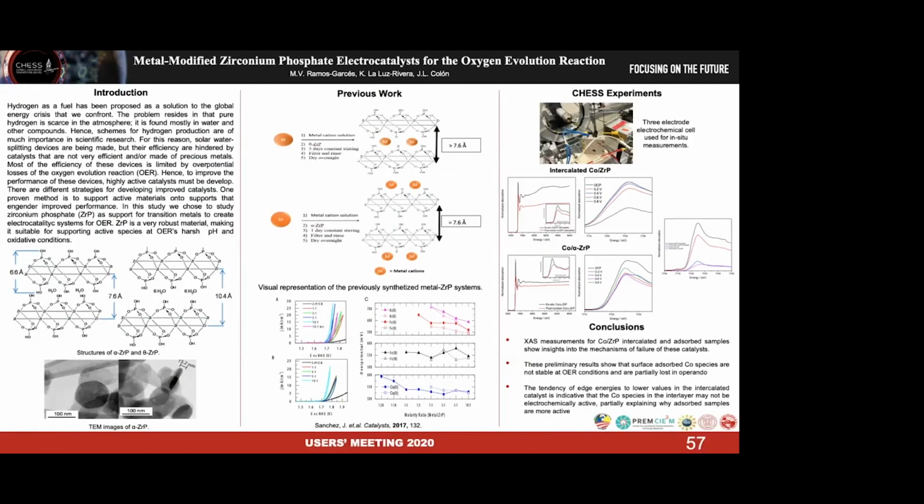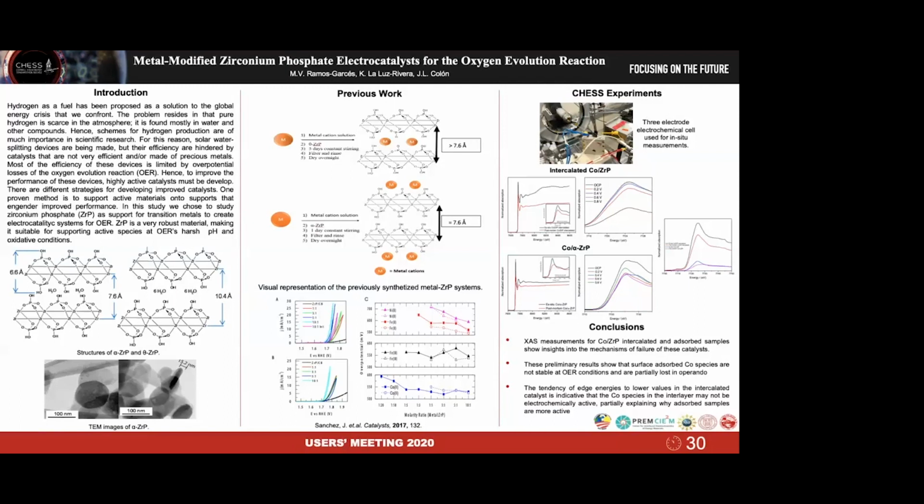Hi everyone, I'm Mario Ramos from the University of Puerto Rico. Hydrogen production can be accomplished renewably by coupling photovoltaic devices with water electrolysis systems. However, the efficiency of these devices is hindered by the sluggish kinetics of the oxidative half reaction known as the oxygen evolution reaction, or the OER. For this reason, we need to develop better OER electrocatalysts so that these devices have lower energy losses.